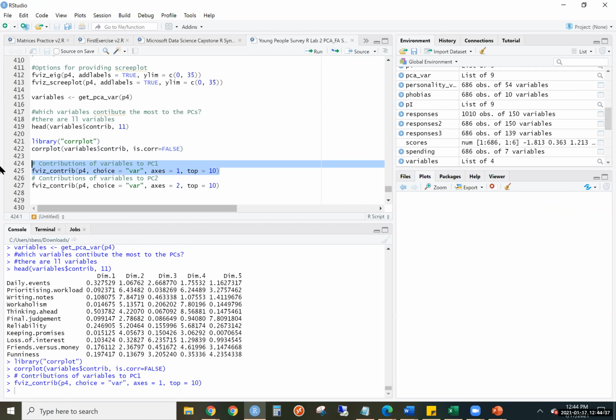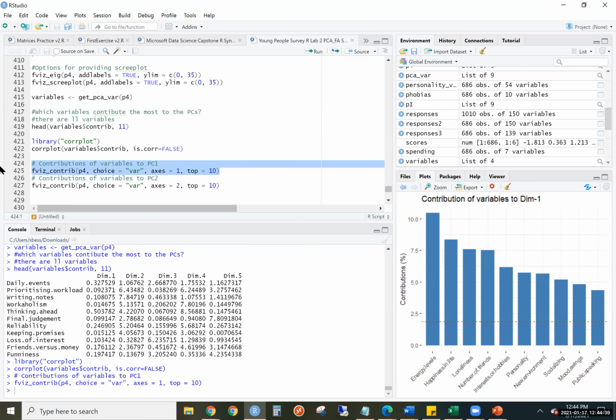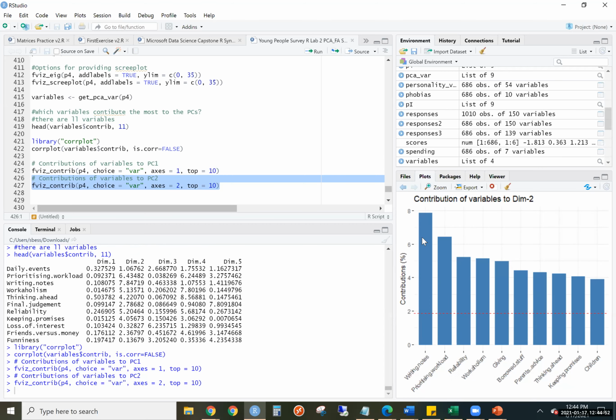We can also see which variables are the top 10 contributing. That's just because I asked for the top 10. I can ask for the top 20 as well. These are the variables in order of importance in terms of the ones contributing the most for component 1. And then these are the variables contributing the most for component 2.